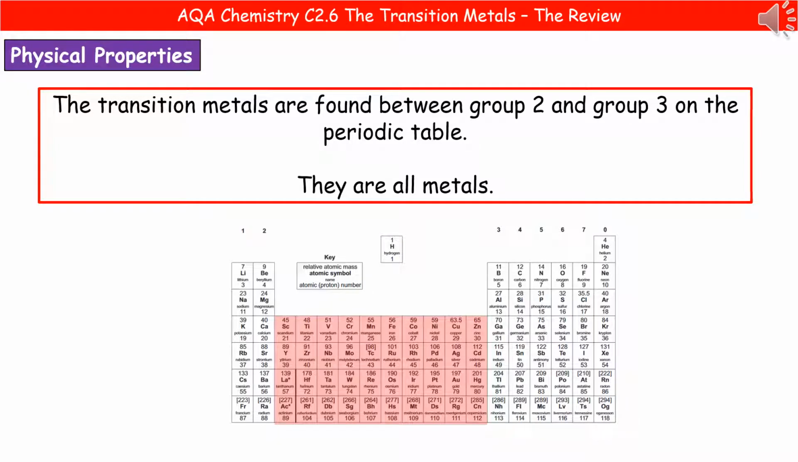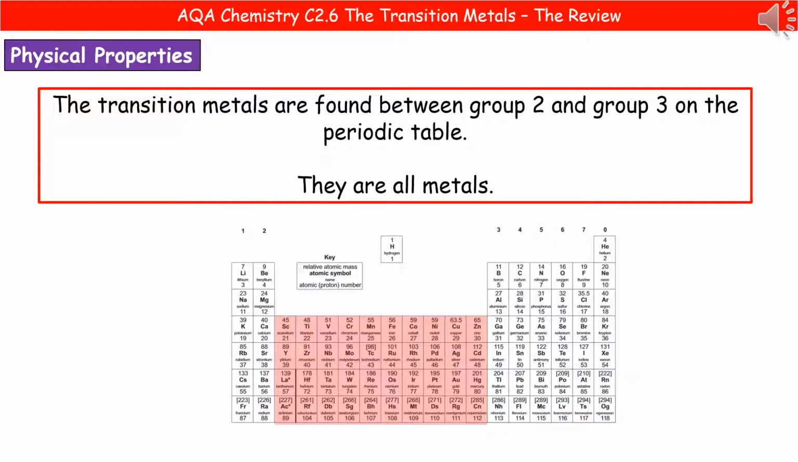Welcome to our review on the transition metals. So first of all, we need to know where to find the transition metals on the periodic table. And they're quite easy to find. They're those blocked between groups 2 and 3 on the periodic table, so the low bit if you like.